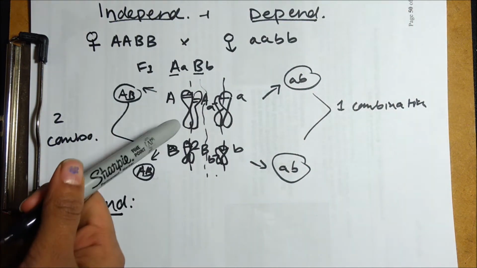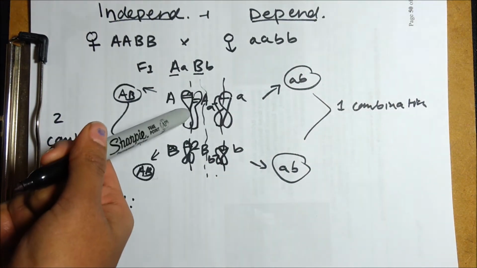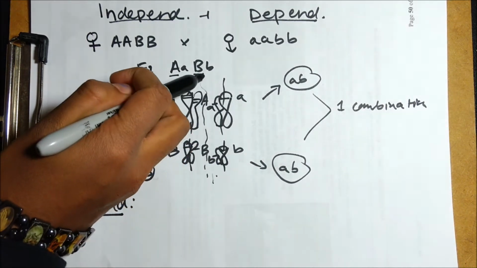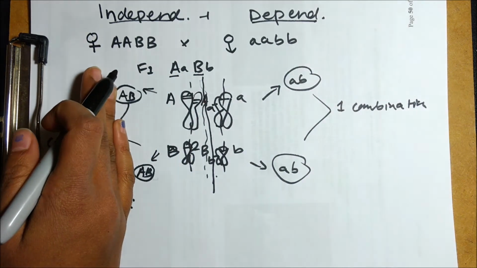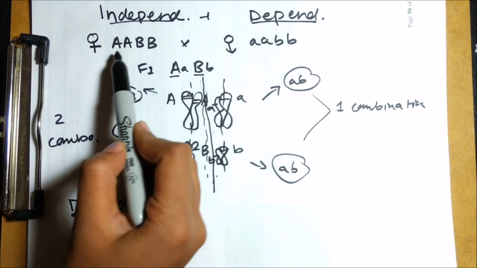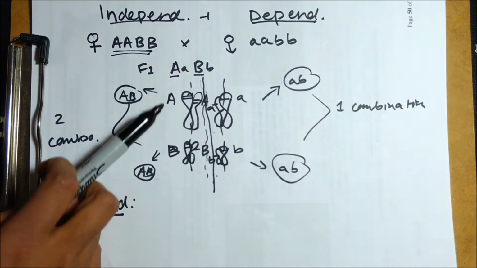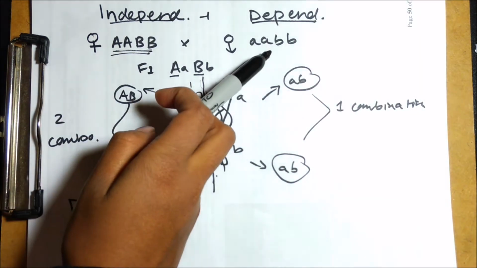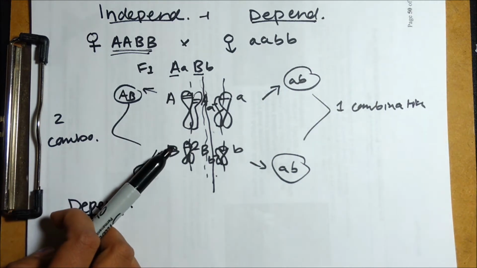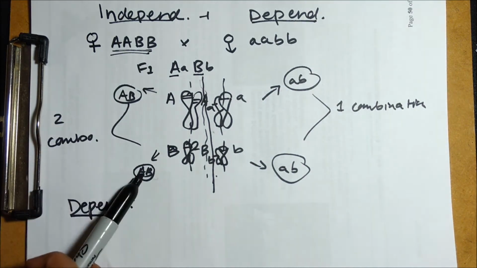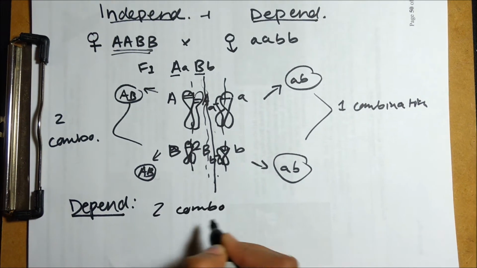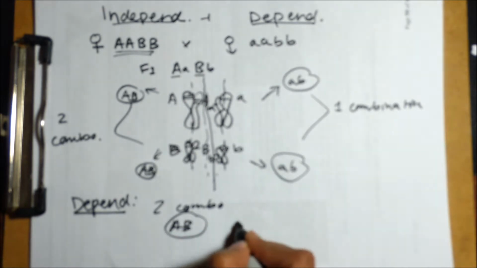This is because we assume that when these two chromosomes line up, all the capitals end up on this side of the line, and the two lowercase are on this side of the line. And in the parents, all the capitals were together and all the lowercase together. So these two assort dependently of each other. All the capitals are always found on the same gametes. So this only produces two combinations, all capital and all lowercase.